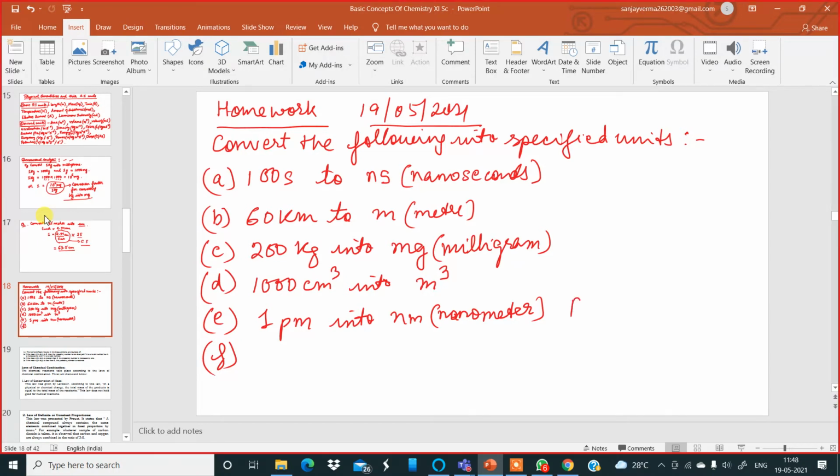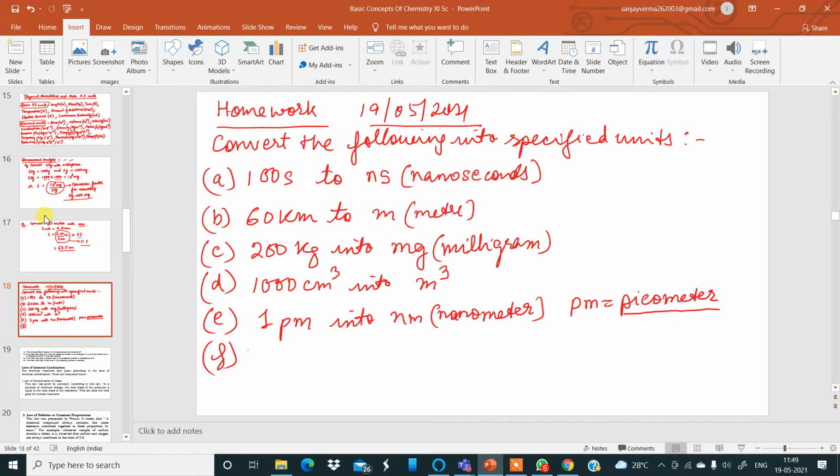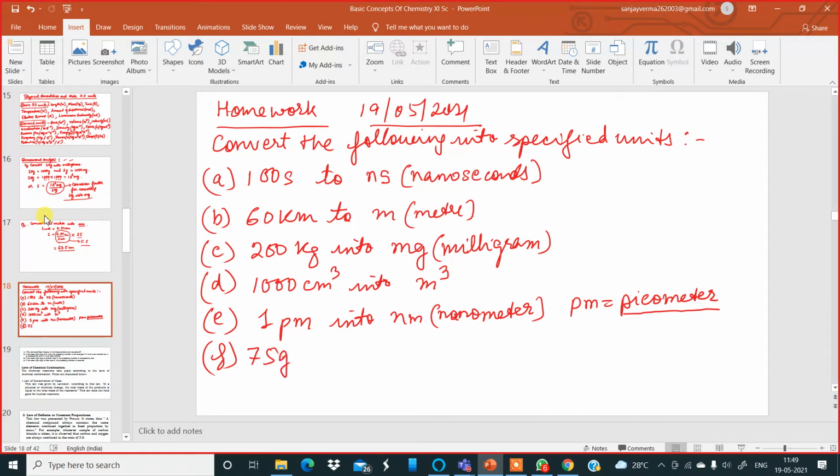Then number F. So can you please repeat the full form of pm? Pm I'm writing over here, okay. Pm means picometer. These words you have heard in class 9, okay. This picometer, nanometer, in class 9, the first chapter is there, no. When I was teaching physics some days ago, I taught the students of class 9 about picometer, nanometer, nanosecond, all those things. If you turn your physics textbooks from class 9, you will find these units over there. Number F is 75 grams.